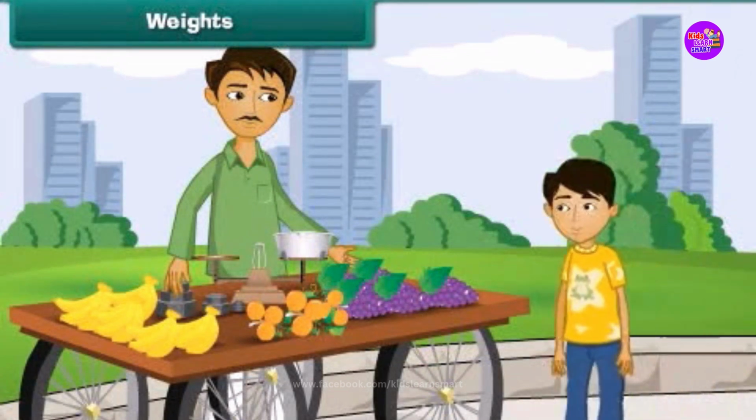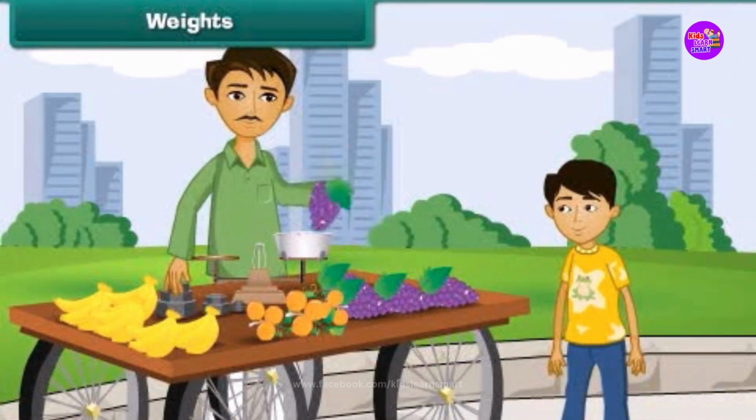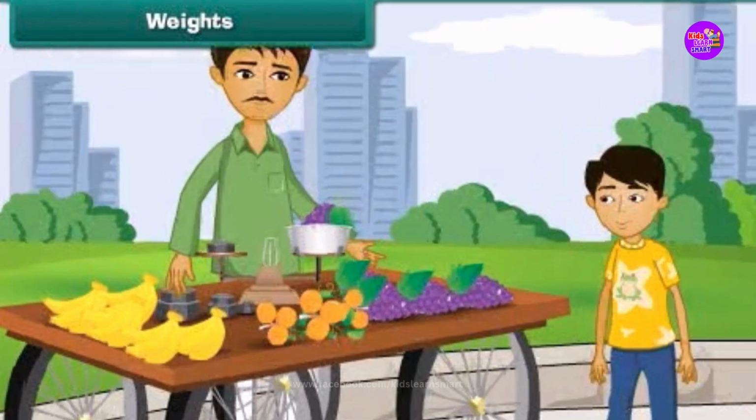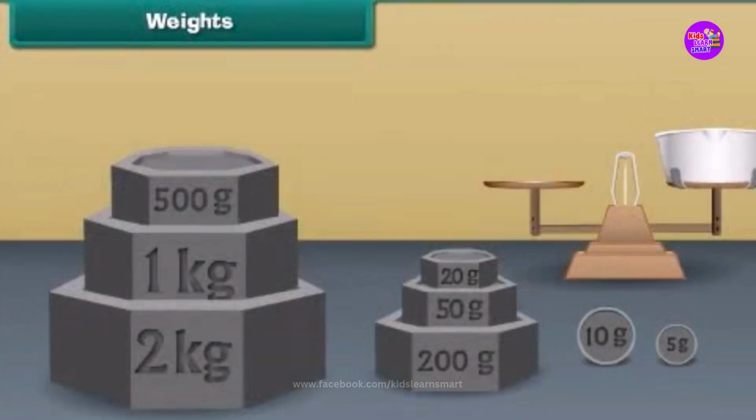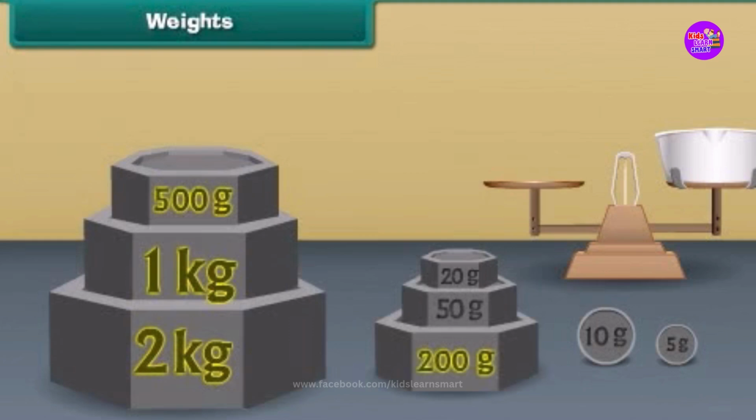When we go to a fruit seller, he uses different types of weights to balance the required amount of objects. Some weights used to measure weight are 2 kg, 1 kg, 500 grams, 200 grams, 50 grams, 20 grams, 10 grams, and 5 grams.